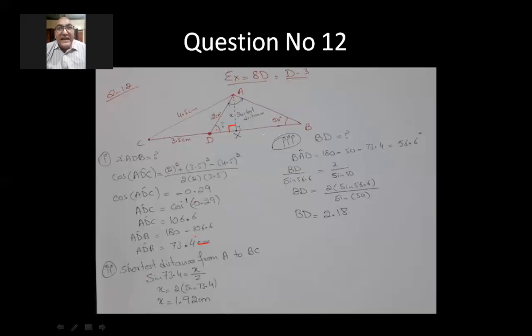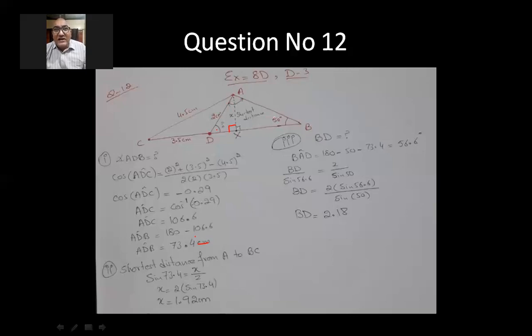The third part is the length of the BD. He wants you to find out this length. Okay, so the BD is the question. So now look at this triangle ADB. I know this angle, that's 50. I know this angle, that's 73.4. I will find this whole angle, this angle DAB. So the angle BAD, that will be 180 minus 50 minus 73.4. That will be 56.6 degrees. So I know this angle, that's 56.6 degrees.